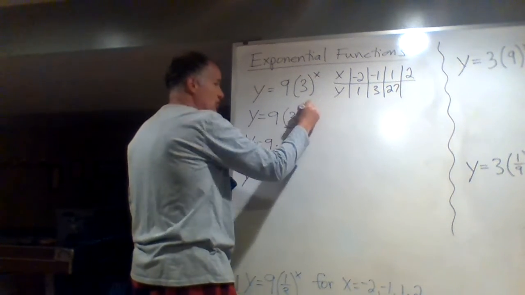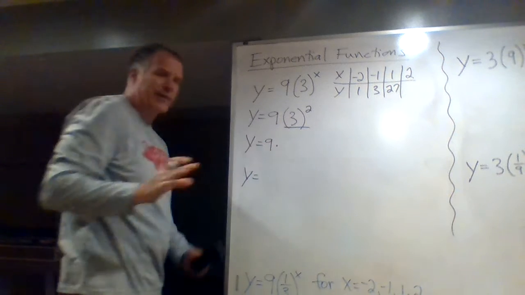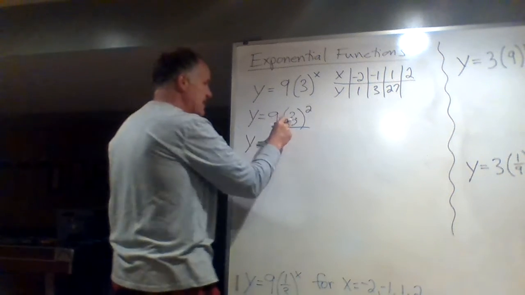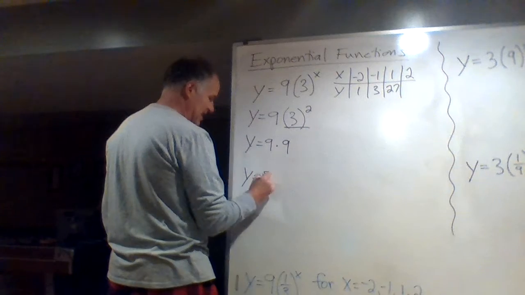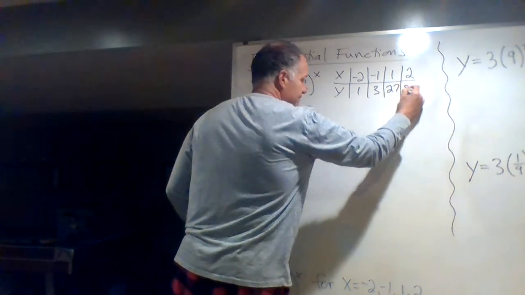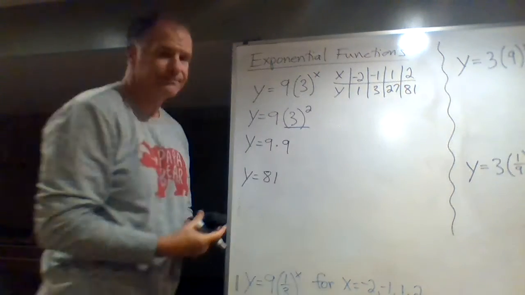Now I'm going to plug in a 2. Now again, you remember, you're still doing exponent first. So 3 squared. 3 squared is 9. 9 times 9, 81. Boom. There we go. Okay? Okay, let's move on.